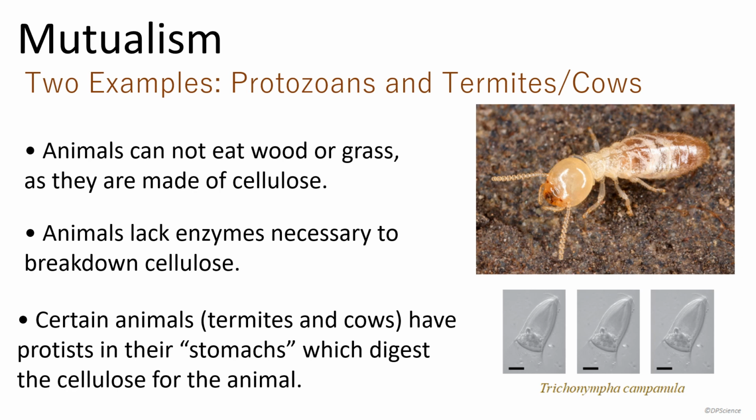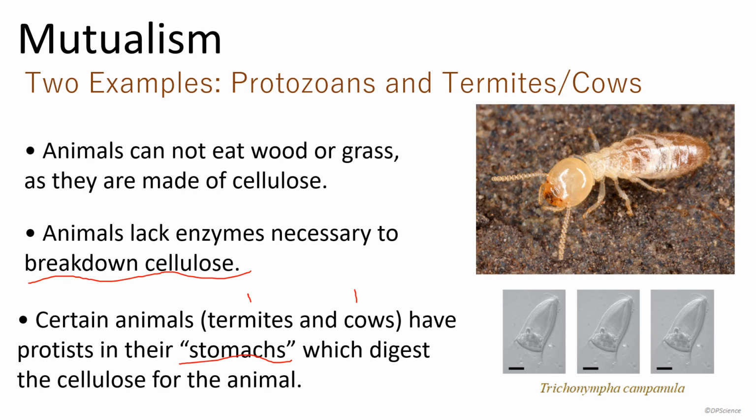Animals can't eat wood or grass because they're made of cellulose. You say, wait a second, I see cows out grazing in the pasture all the time. Yes, and it's because of this relationship that they can do that. Animals lack the enzymes necessary to break down the cellulose that's in wood or grass. So termites and cows have these protists that live in their stomachs that help them digest that cellulose for them.